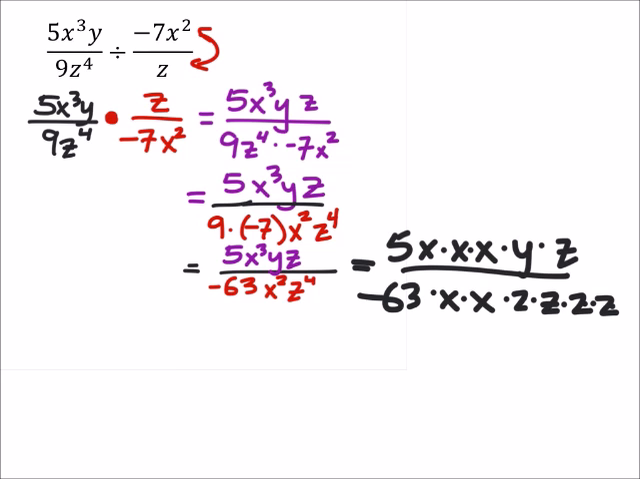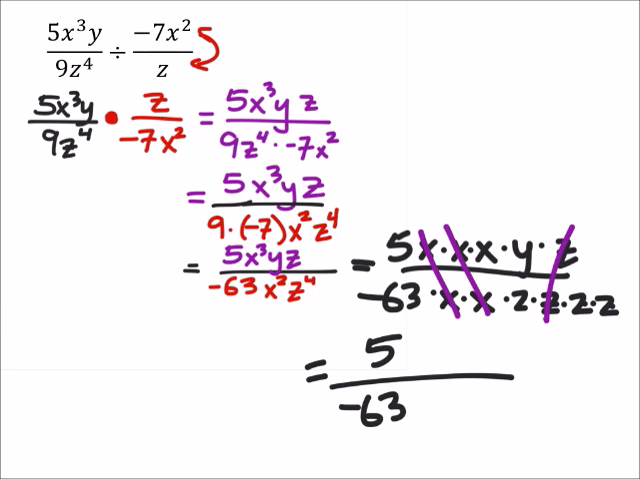And now at this point I can look and see if I can cancel anything out. And I've got these 2 x's that cancel. I've got that z that cancels as well. And what am I left with? The 5 and the negative 63 can't simplify either, which I would want to check. And what do I have left over?